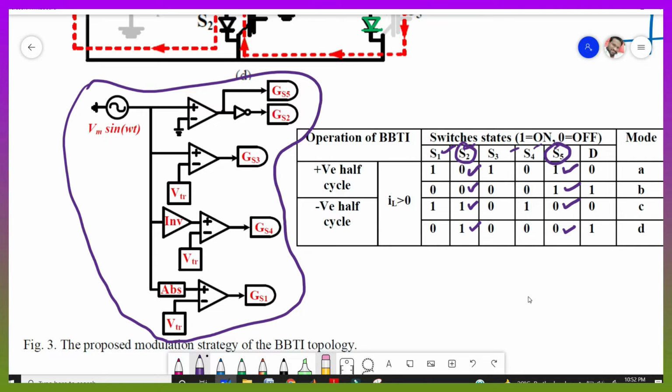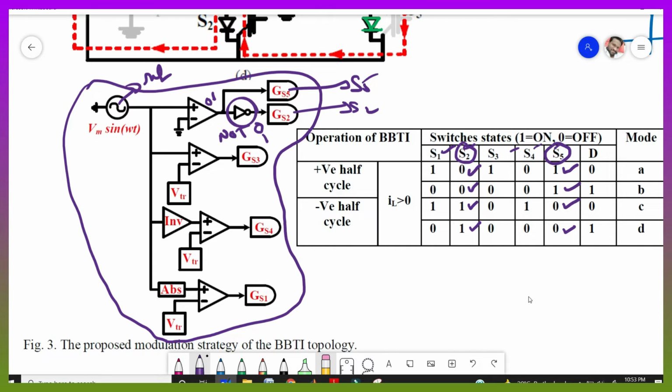Okay, so we are taking the reference wave as Vm sin omega t and giving it to the comparator to compare the greater and less than conditions, and give the output pulses to switch S5. Okay, and another pulse to switch S2, and here we are taking the NOT gate. Why a NOT gate? Whenever the input is 1, then the output is 0, right? Whenever the input is 0, then the output is 1, right? That is what we want for the S2 and S5 switches. Whenever S2 is 0, we want S5 as 1. Whenever S2 is 1, we want S5 as 0. That's why I am taking the NOT gate here.